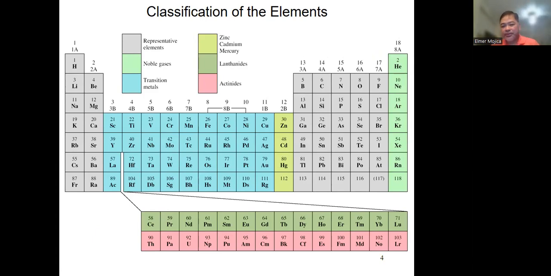Now, if we characterize what we have here, the s and the p orbitals are the representative elements, and that includes the noble gases. The d orbitals are what we call the transition metals, including zinc, cadmium, and mercury. And this one here, we call the lanthanides and the actinides: lanthanide for lanthanum and actinide for actinium.